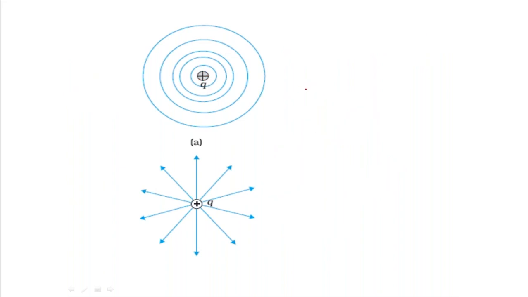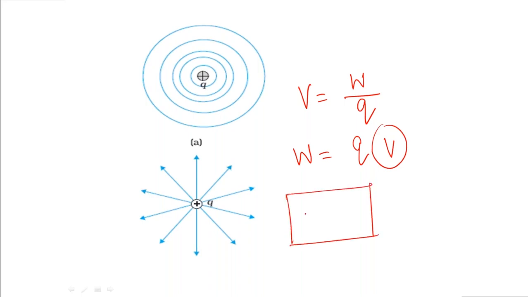We have defined potential as work done per unit charge, so work done will be Q into V. But suppose on the equipotential surface, as I was saying, there is a point A and a point B, and both points have the same potential V. If I take one positive charge, small q, from A to B, what will be the work done? Can you tell me?